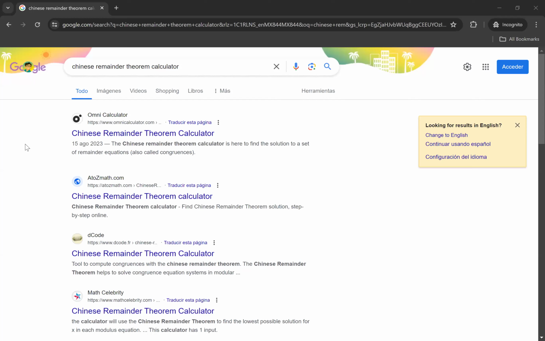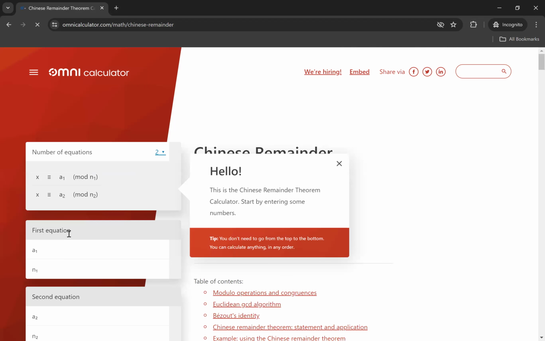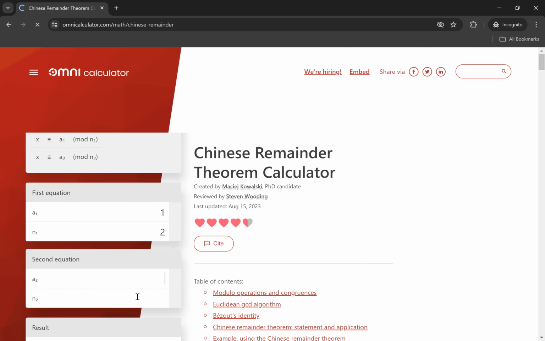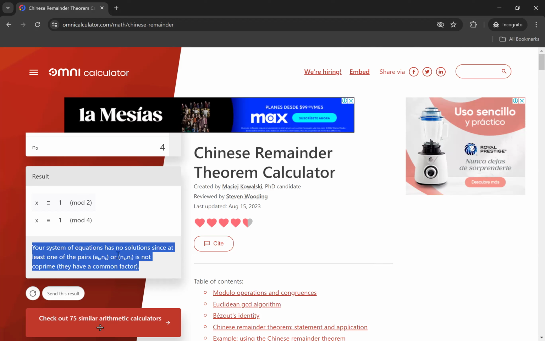This is my browser. All I did was Google Chinese remainder theorem calculator, and there's a bunch of calculators here. Let's try the first one. And let's see what happens. Okay, so here I have to put in the coefficients for the two equations, right? So the first equation, A1, is of course 1, and n in my example was 2, and the second equation was 1 and 4. I don't know why my computer's so slow. So this is the system that I wrote down. This has an obvious solution, which is 1. But the result is saying that it has no solutions because these are not coprime.